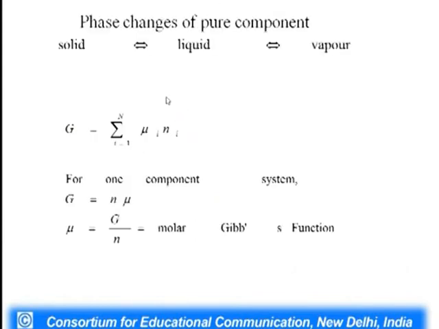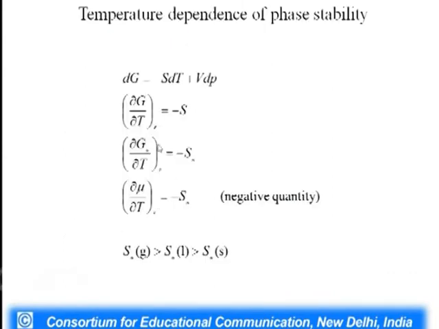Now, think about phase changes: solid to liquid to vapor. This is the same thing I discussed, that for a one component system mu is equal to G by N, and that is why we defined that G_m is equal to the chemical potential, and we showed that on increase in temperature chemical potential decreases.